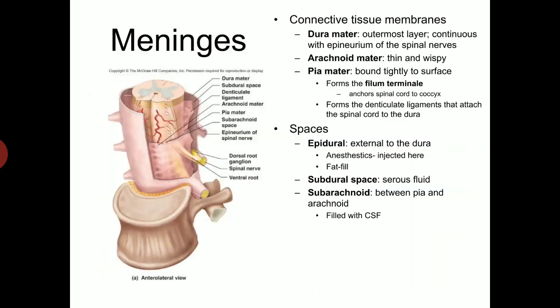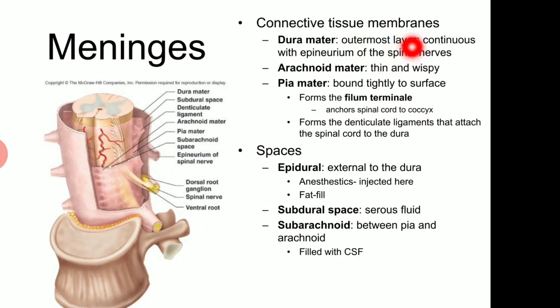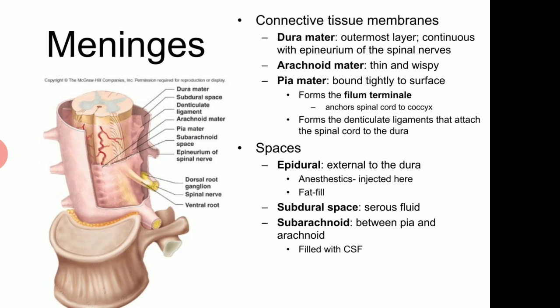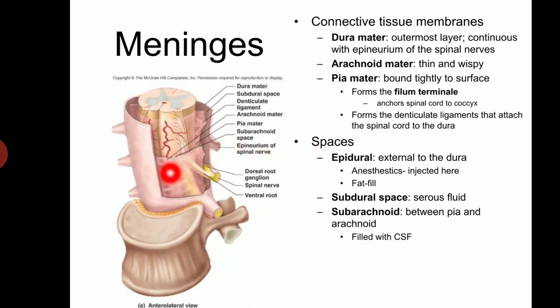Now, the meninges, which are basically the covering of the spinal cord. The dura mater is the outermost layer, continuous with the epineurium of the spinal nerves. So this is the dura mater, and it is continuous with the epineurium of the spinal nerves. Now the arachnoid mater is the second layer, thin and wispy. So this one is the second layer, the arachnoid mater.